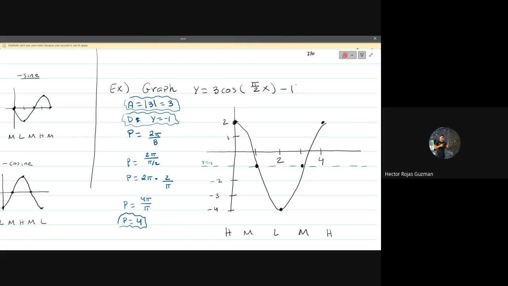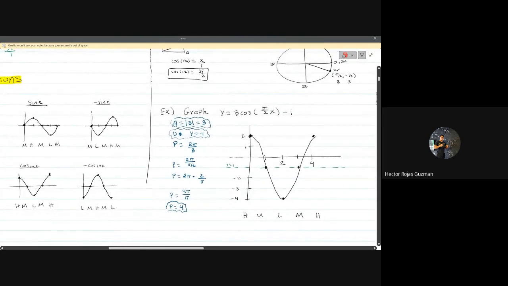So once again, my midline was -1, and I put a dashed line right here. My amplitude was 3, so I have to make sure that I count 3 units up from the midline. But I also have to count 3 units down. That's going to show me my high points and my low points. And this number comes from the period, by doing 2 pi over b. And that's how you can graph trig functions.